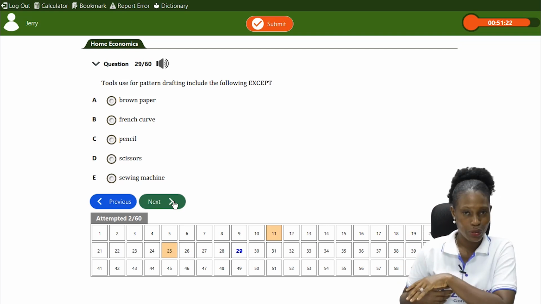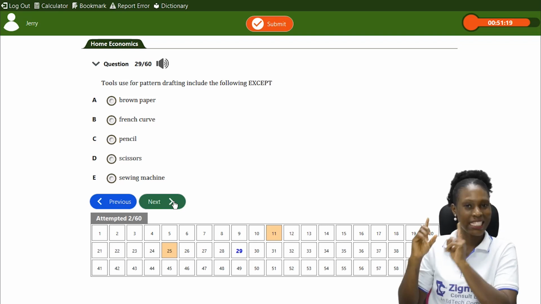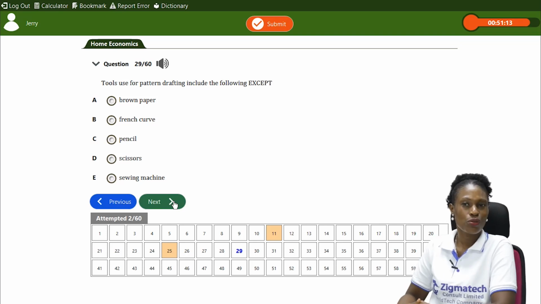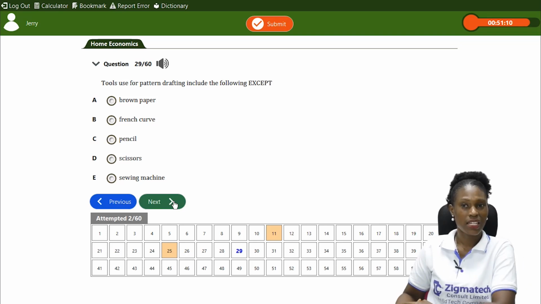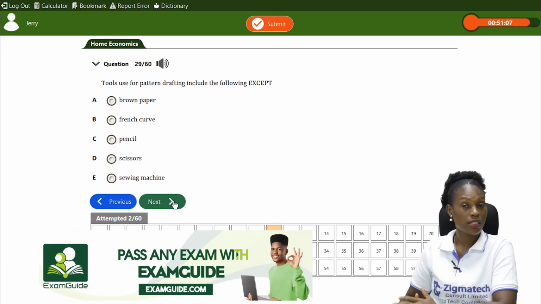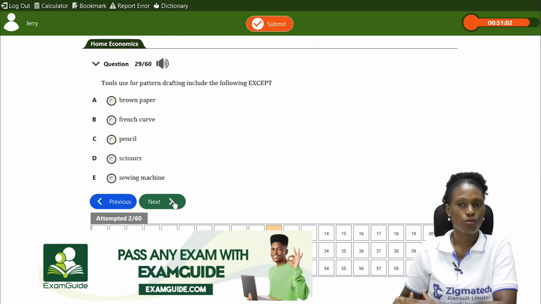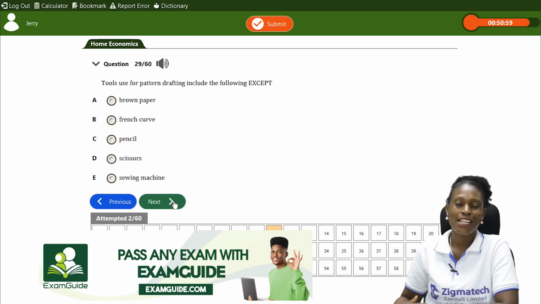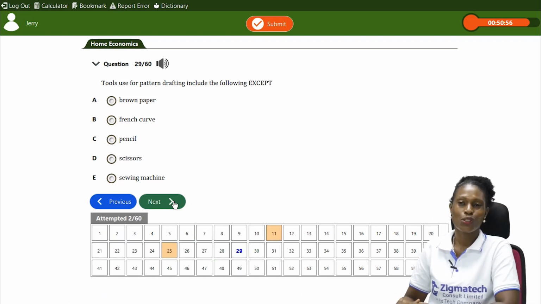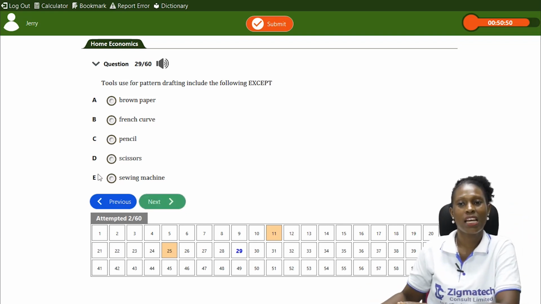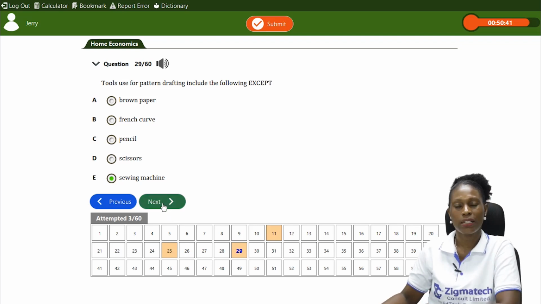Okay, all of these tools are used for sewing and drafting pattern except one. Now which of these is not? Okay, is it brown paper? Of course, brown paper is a tool for pattern drafting. French curve is a tool for pattern drafting. Pencil is a tool for pattern drafting because you have to draw. Then D, scissors, is a tool for pattern drafting. E, sewing machine is not a tool for pattern drafting. A sewing machine is used for stitching, okay? So the answer here is the sewing machine. Every other one is a tool for pattern drafting, except the sewing machine.